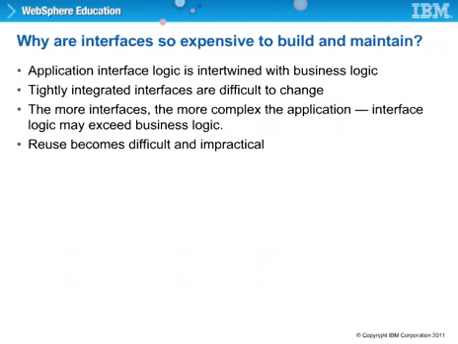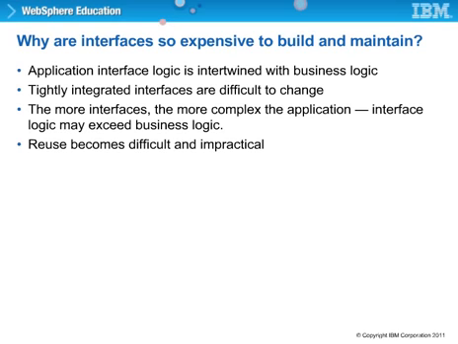So why are interfaces so expensive to build and maintain? There are several reasons. An application's interface logic is usually intertwined within the application's business logic. This is due to the nature of the applications themselves. The programming models don't allow the separation of interface logic from the applications themselves. And the more tightly integrated the interface, the more difficult the application is to change. As you add more connections to your program, the application becomes more and more complex. Over time, and with enough separate connections, the interface logic can in fact exceed the business logic. In those circumstances, reuse becomes difficult and impractical.